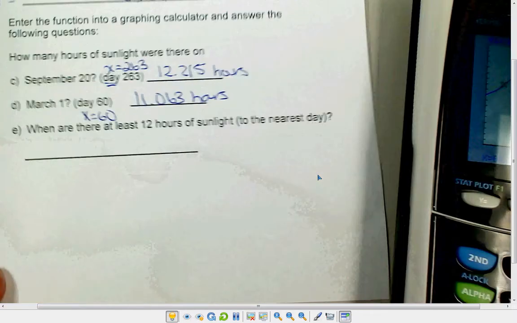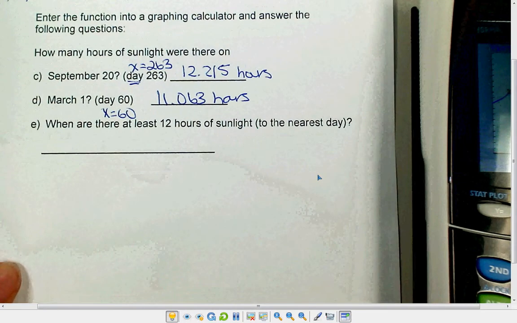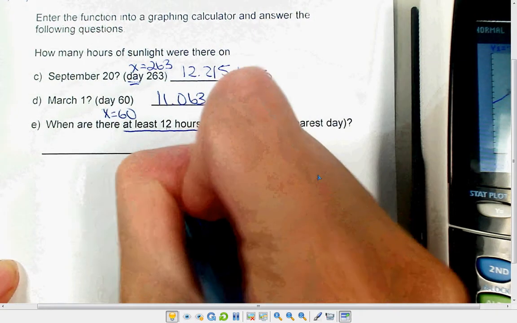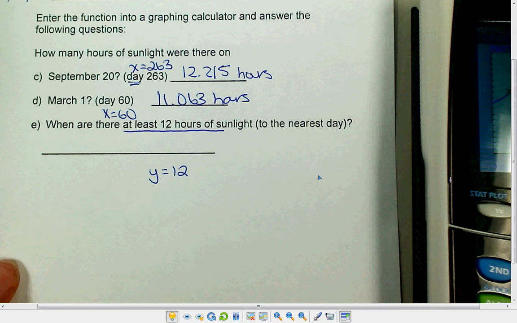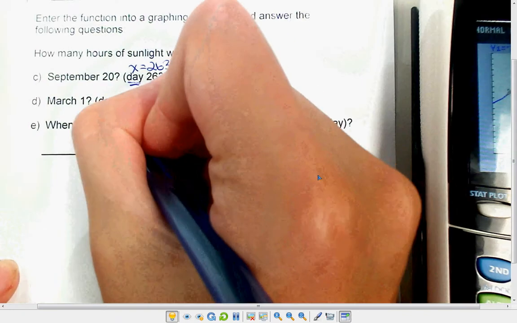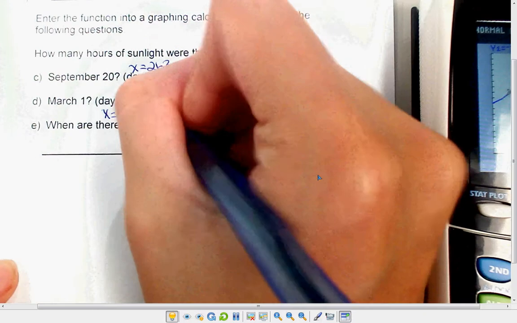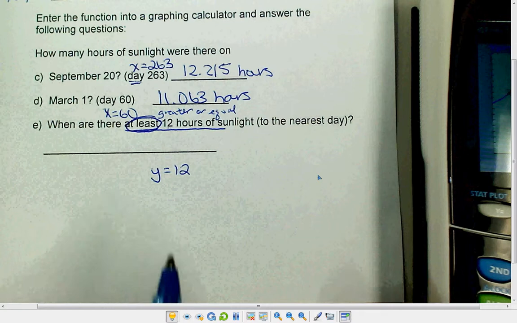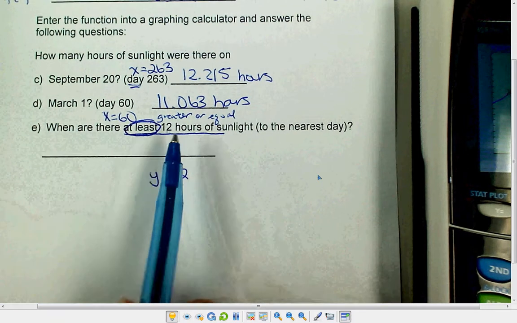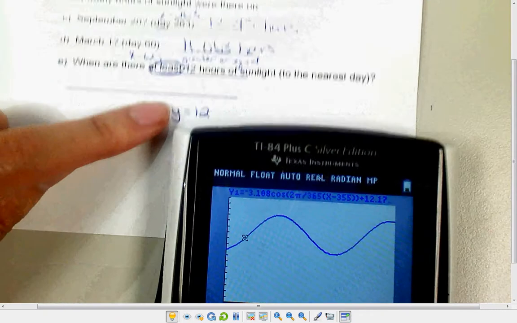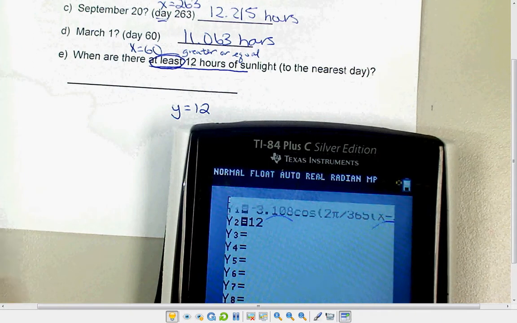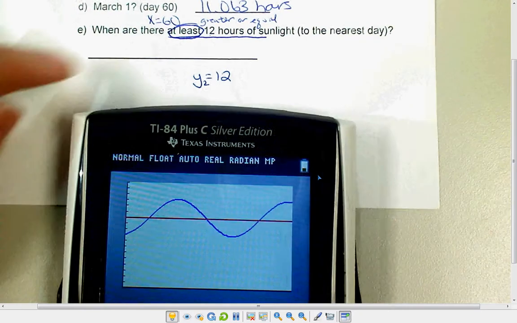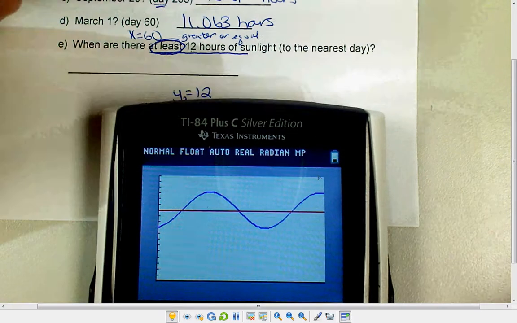And finally, when are there at least 12 hours of sunlight to the nearest day? So at least 12 hours, now this is your y value, because hours of sunlight is y. And at least tells you you want it to be greater than or equal to. Because if you have to be at least this tall to ride the roller coaster, you have to be that tall or more. So now for our y, we're going to go into y2 and type in 12. It's going to graph a line. And greater than or equal to means above this line.